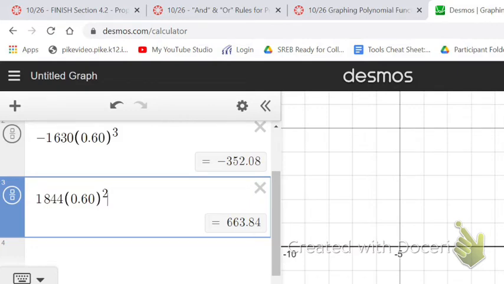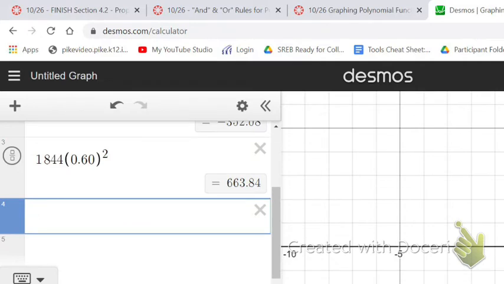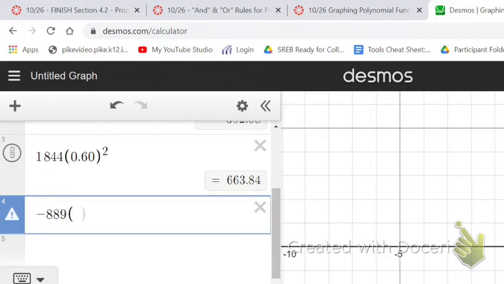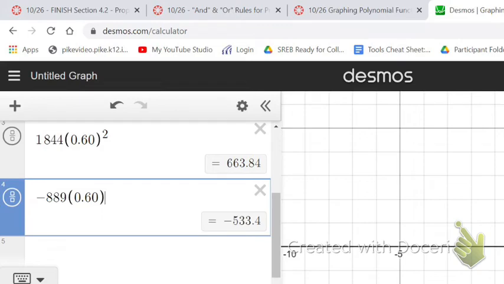Is there any other place where there's an x that we need to substitute in? Was it a plus or a minus? Minus 889. What are we putting in for x? 0.60, just like we've been doing. I got a minus 533.4. Now, could I use just 0.6 as well? You could just do 0.6, yes.